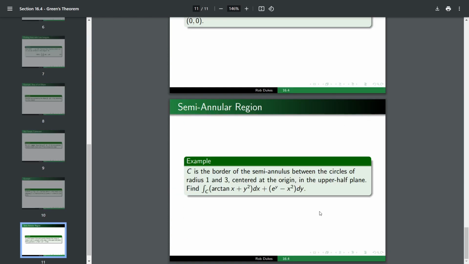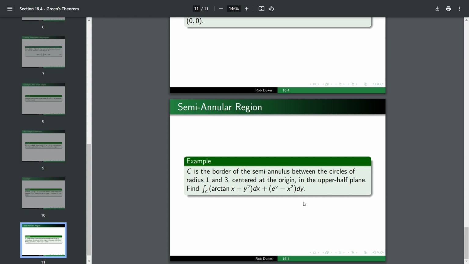All right. And now let's do one last one. To a semiannular region. So an annulus is like a ring. It's a circle with another circle cut out of the middle. Semiannulus between the circles of radius 1 and 3, center at the origin in the upper half plane. Find the line integral of this complicated thing.